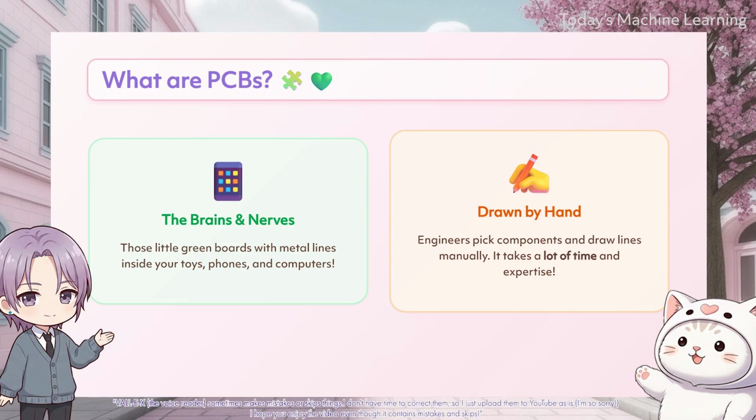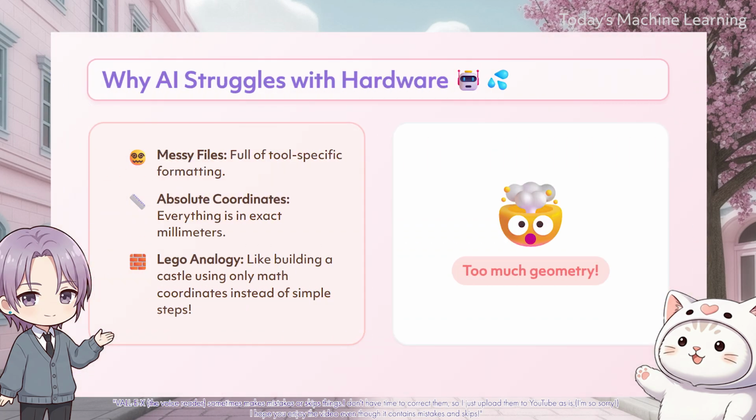But here is the tricky part. Designing a blueprint for these boards, which we call a schematic, is still mostly done by hand. Engineers have to sit at their computers, pick out every single component, and draw lines to connect them all together. It takes a lot of time. You need to be very smart and know exactly what you are doing. Now you might be thinking, why do we not just ask an artificial intelligence to do it? Well, that is the exact problem this paper is trying to solve.